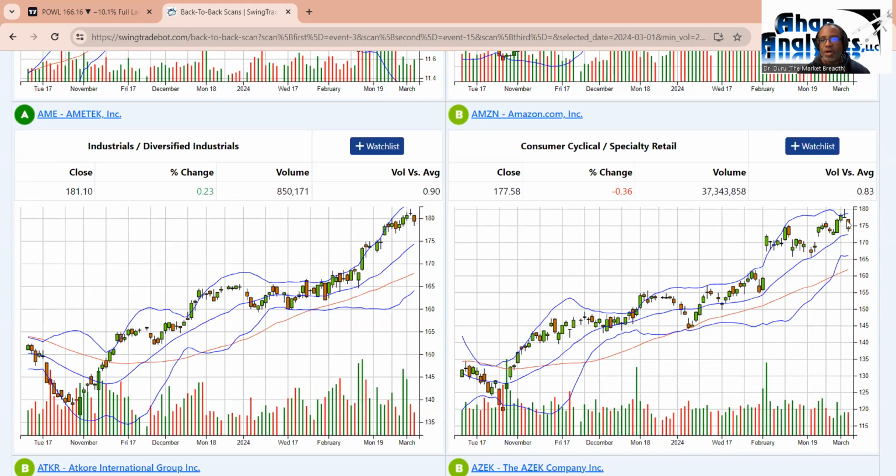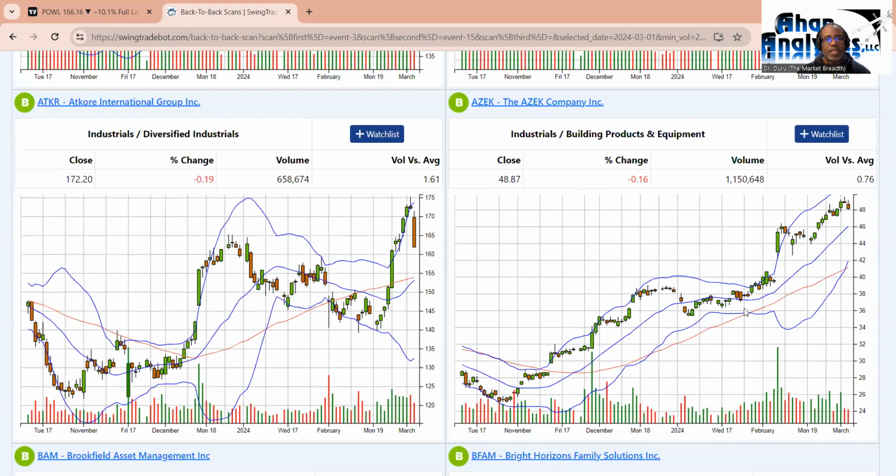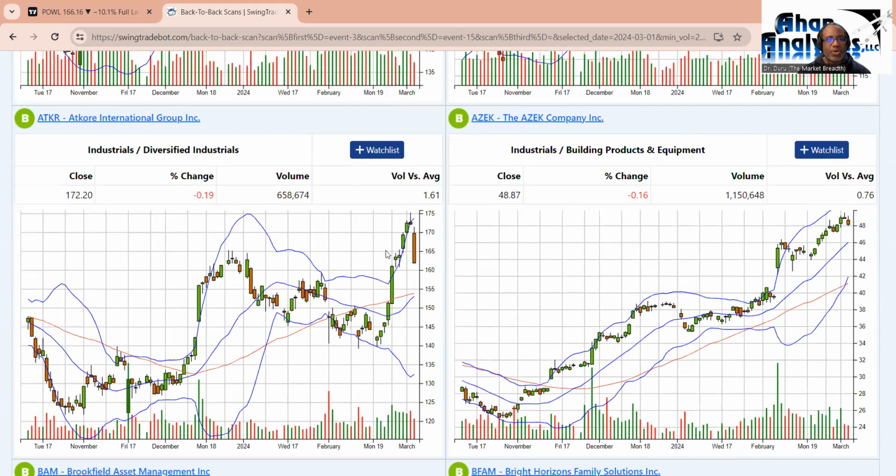Amazon looks bearish, although since it closed just above the 20-day moving average and the 20-day moving average has been strong support, it's not a great candidate. Probably to short it, it is better if it closes below this low and the 20-day moving average. All right, you can see Atkore International Group, big time confirmation there.